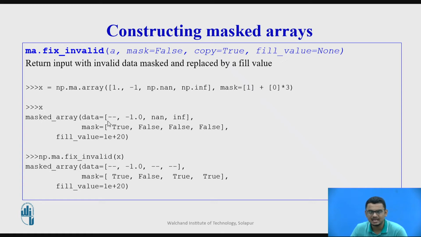So we see that the values have been masked. Now this is because the parameter mask has been given a value 1. So wherever 1 is present in the array, it will be masked. So we can see that the first entry in the array has been masked, which gives us the output as true, and the other three are false.